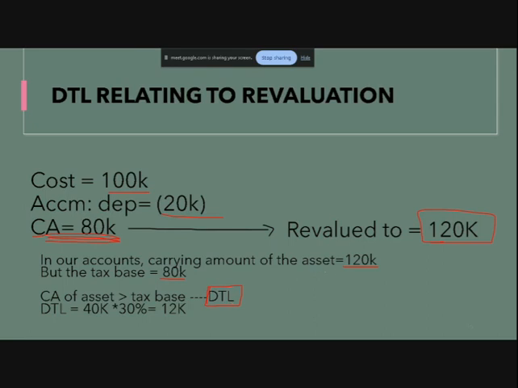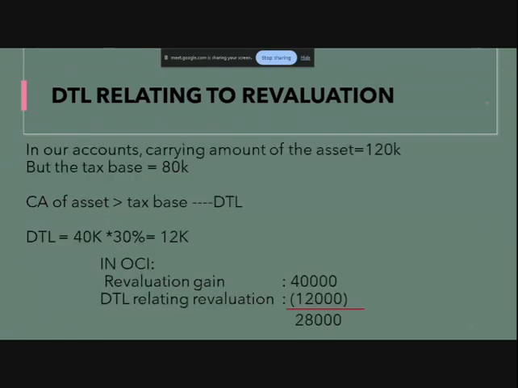So what's the taxable temporary difference here? 40K. If you want to find the deferred tax liability, you have to multiply the taxable temporary difference by the tax rate. Let's say our tax rate is 30%, so it is going to be 12K. Now where should you show this 12K? Here it is.